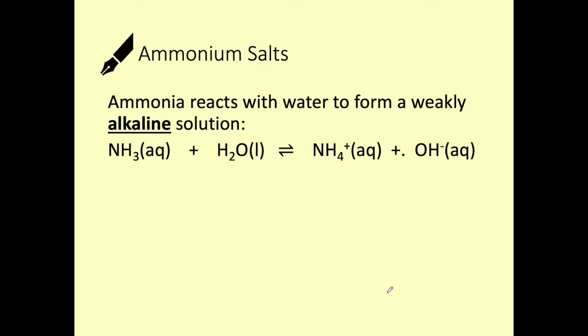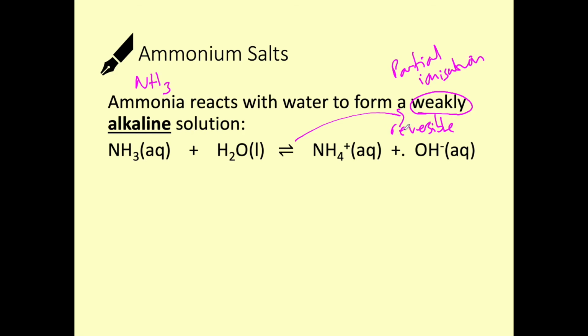And finally, ammonium salts. Ammonia is a substance with the formula NH3, and this can react with water to form a weakly alkaline solution. So remember, weakly means it is reversible, and therefore we only have partial ionization in water. So it's not a complete separation. But it does form an alkaline solution, which tells us that it's soluble.